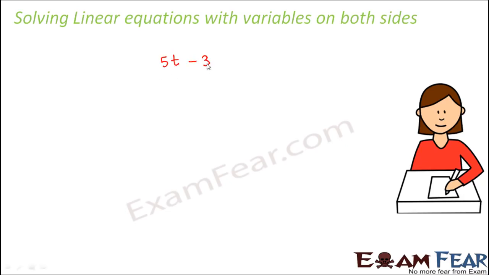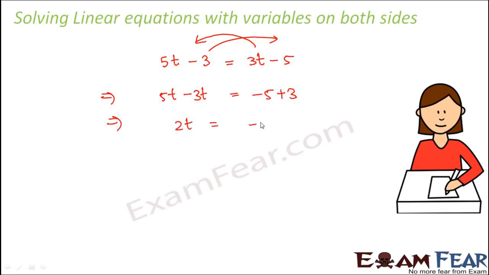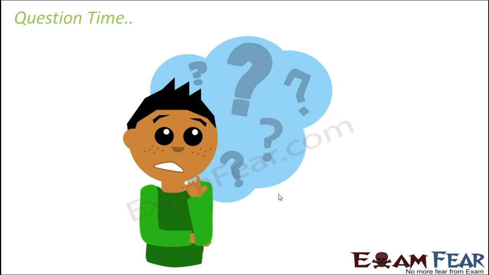So let's say you have an equation 5t minus 3 is equal to 3t minus 5. So here also we will send the variable here, we will send the constant here. So we get 5t minus 3t is equal to minus 5 plus 3. Or we can say 2t is equal to minus 2. Or we can say t is equal to minus 2 divided by 2. Or this is equal to minus 1. Therefore t is equal to minus 1 is a solution for this equation. So keeping these points in mind, let us try to solve some more equations with variables on both sides.